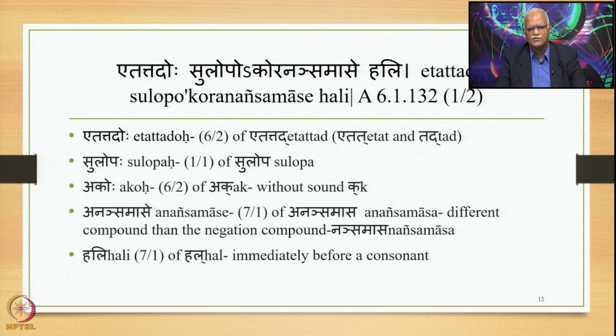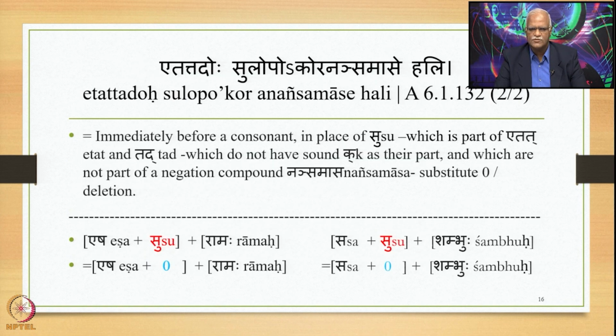So the meaning of this particular sutra is that su, as far as etat and tat is concerned, is deleted in the right hand side environment of hal, and when etat and tat is not part of the nai samasa. So the meaning of the sutra is this: immediately before a consonant, hali, in place of su, which is part of etat and tat, etat tadoho, which do not have sound ka as their part, akoho, and which are not a part of a negation compound, nai samasa, anai samase.